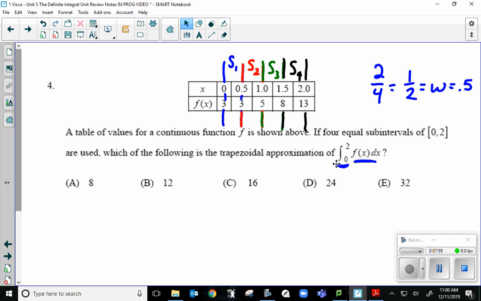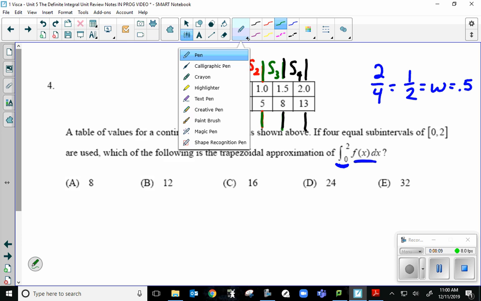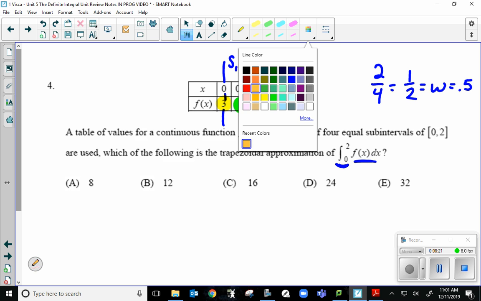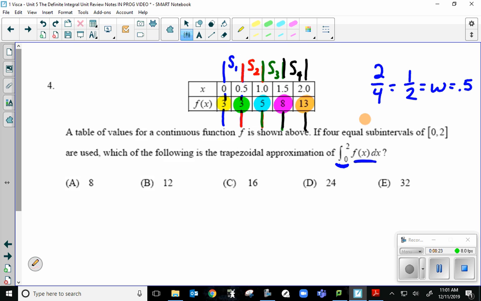Which means my y values. This is y1. I should highlight that. I always say that when I don't want to cover up numbers. y sub 0, y sub 1, y sub 2, y sub 3, and we'll use orange, y sub 4. Those are my 5 values. There's 4 subintervals, but when I start at 0, it goes to 4. I know, it's confusing. Let's set up our trapezoid rule.